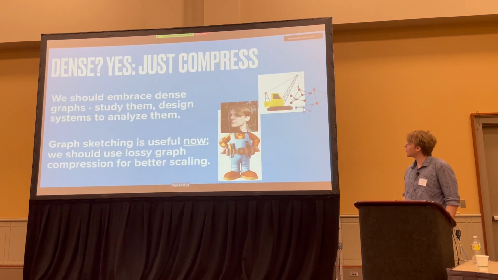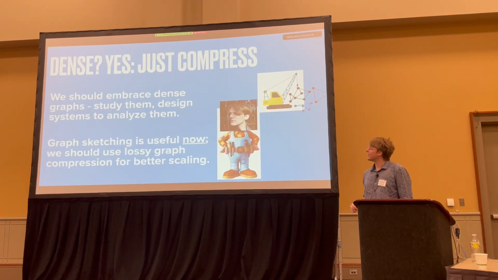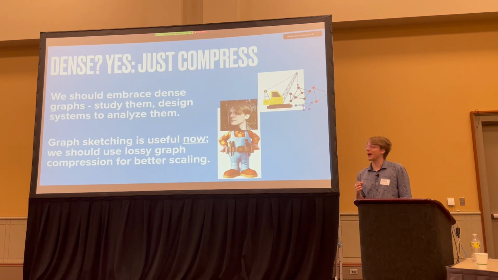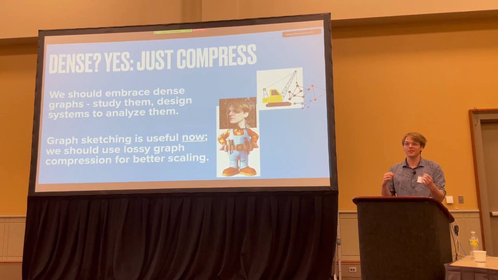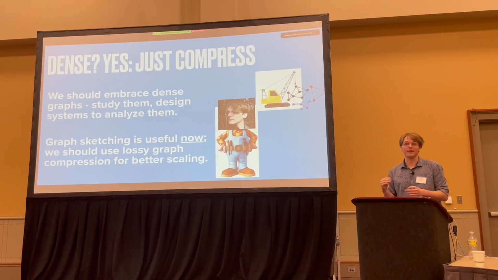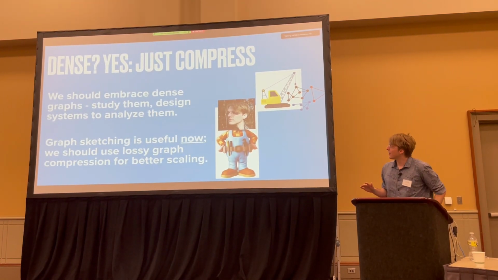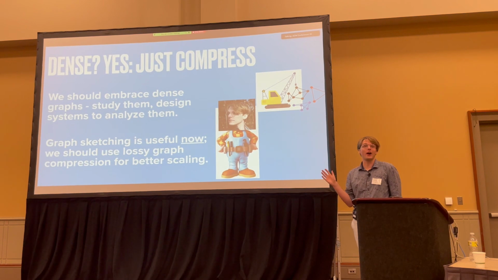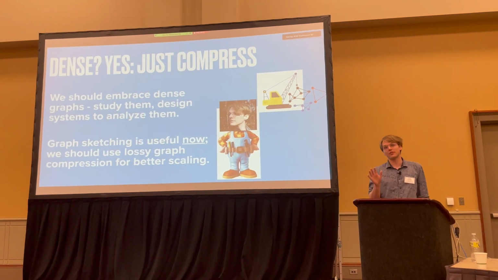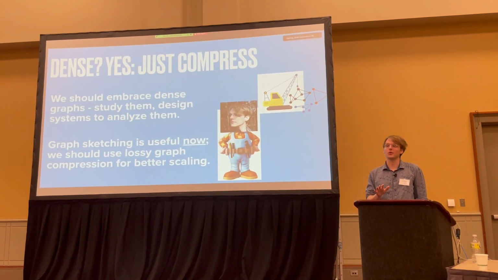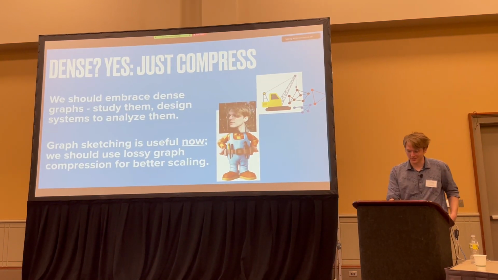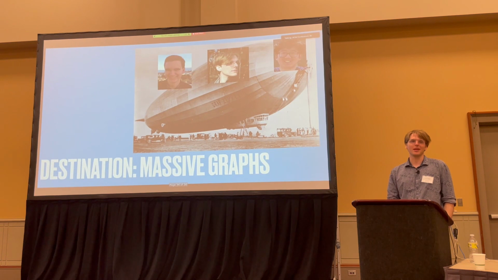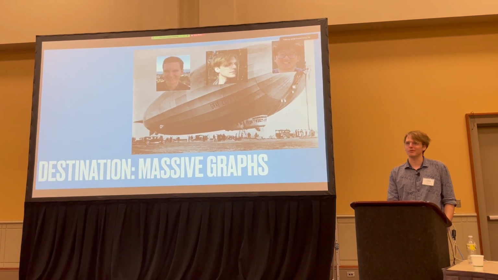And then finally, my takeaway on the system side is to say that we should embrace dense graphs. We should study them, we should design systems to analyze them, rather than focusing on this vanishingly small special case of sparse graphs, which is still very useful. And the last takeaway is that graph sketching is useful now, and that we should consider it and other lossy graph compression mechanisms if you care about scaling and processing truly massive graphs. So if we do these things, I am confident that we'll be able to process much larger graphs than we ever have before. Thank you.